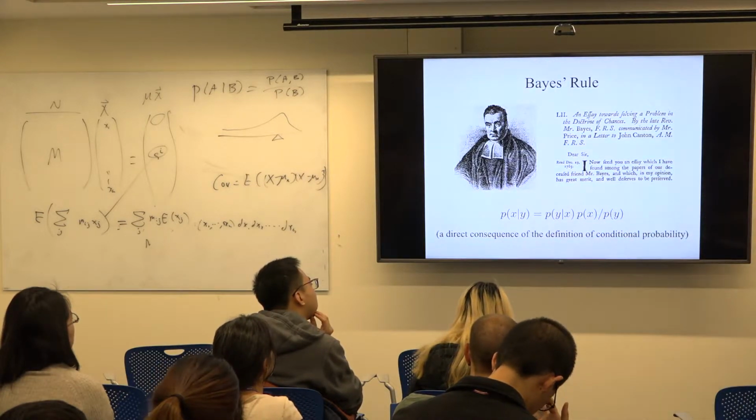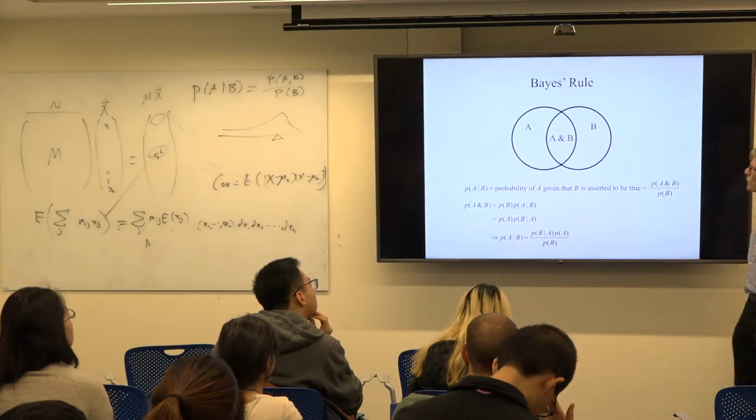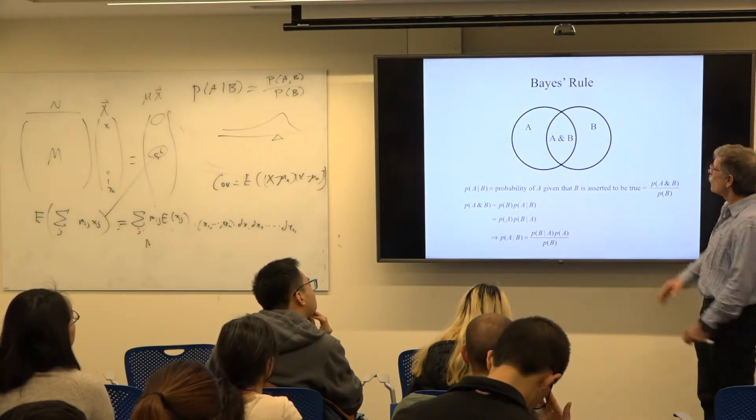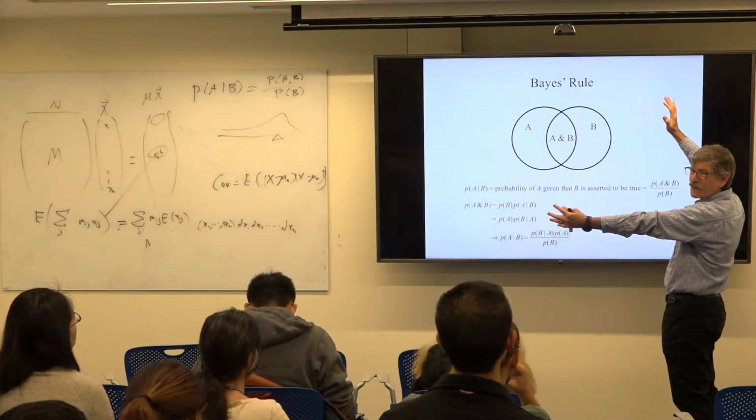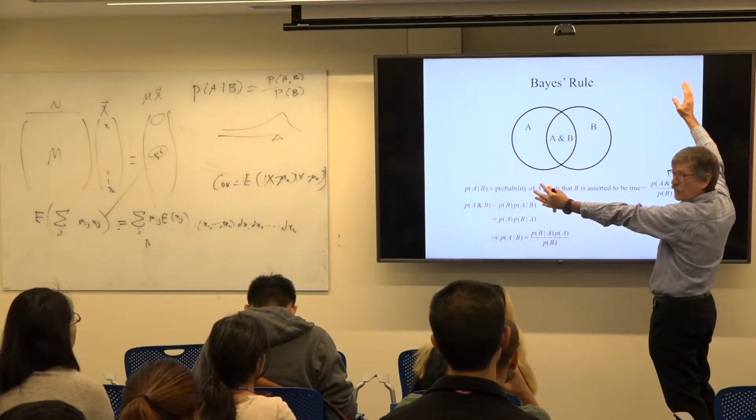So where does Bayes' rule come from? It comes from the definition. Here's just the general version of it. We're living in this world, the same Venn diagram as when I defined conditional probabilities in the first place. So a world of all sorts of things could happen.